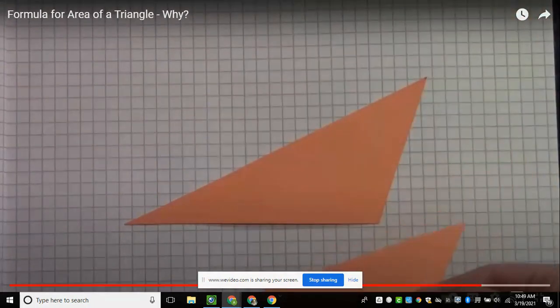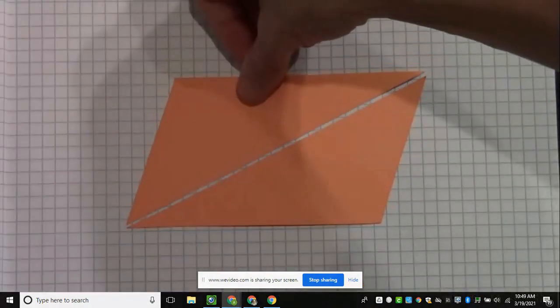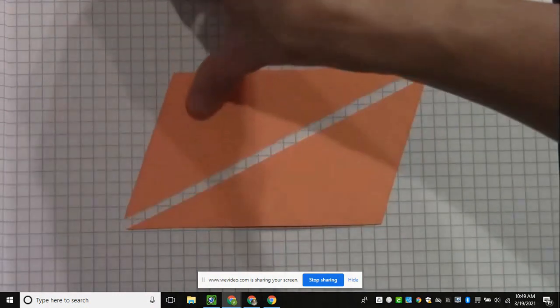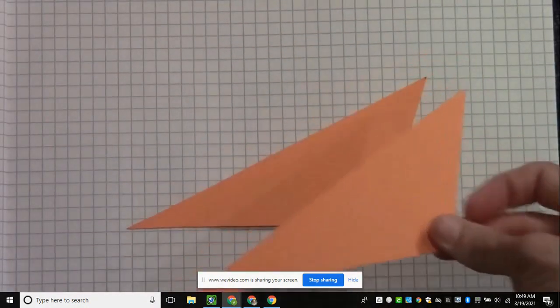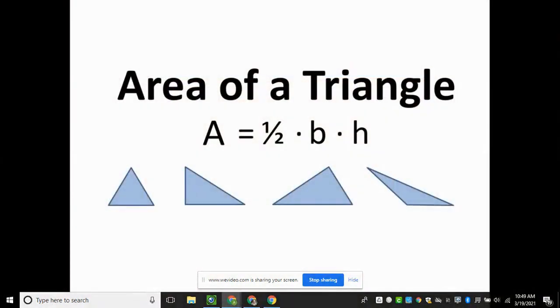Let's copy and rotate this triangle just like we did before, but this time, instead of getting a rectangle, we get a parallelogram. You know that the area of a parallelogram is base times height, and half of a parallelogram is a triangle. So no matter what angles are in the triangle, the area must be 1/2 base times height.